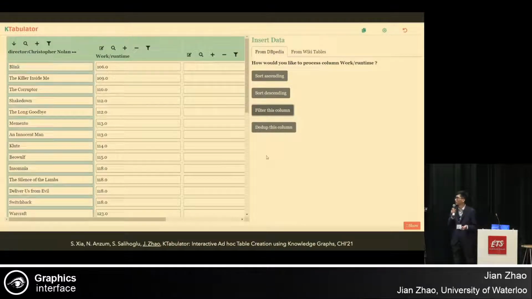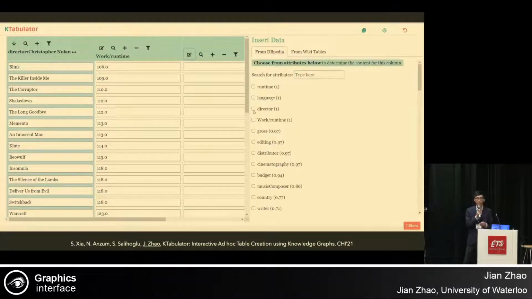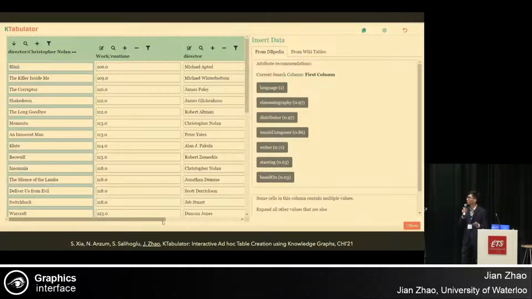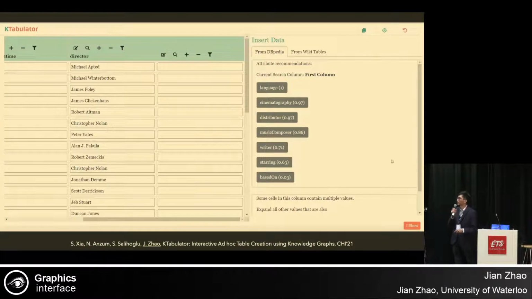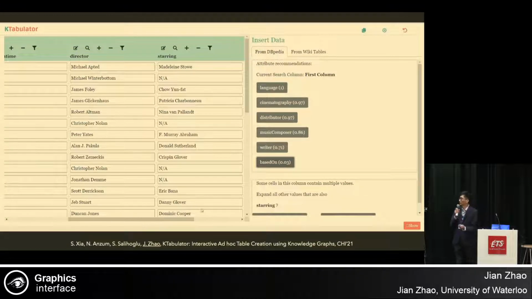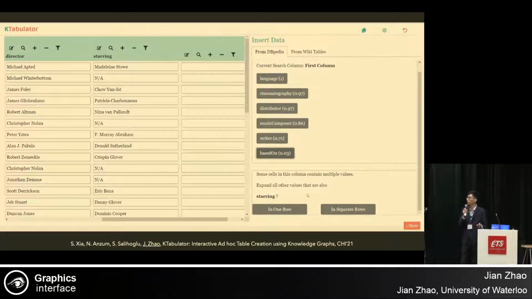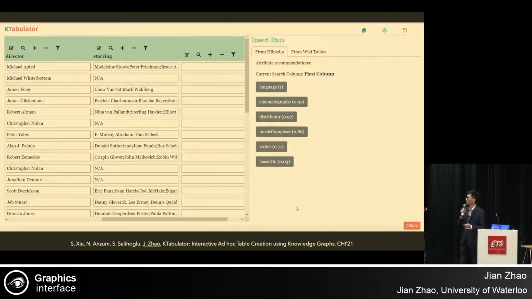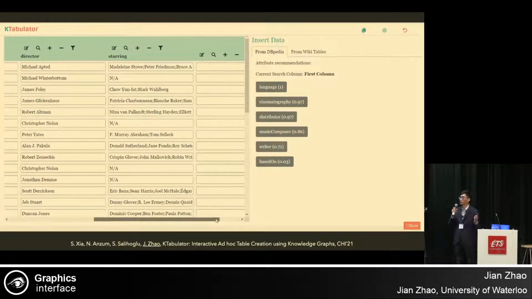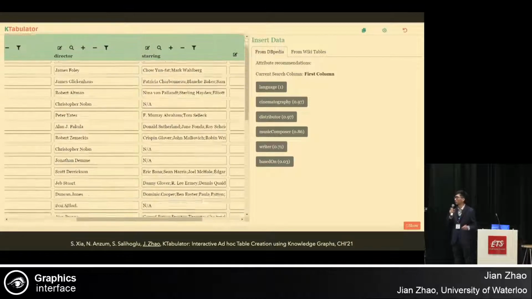And the second feature I want to introduce here is extending them with more columns. You can click the edit button, maybe you didn't see that, and then it will suggest different properties to add, such as distributor and starring, whatever. And you can click any attributes that you want to add, for example, starring here. And because each movie has multiple stars, actors, you can put them in the same cell or separate columns.